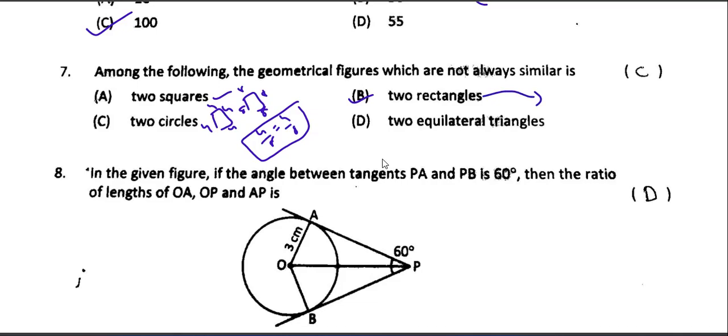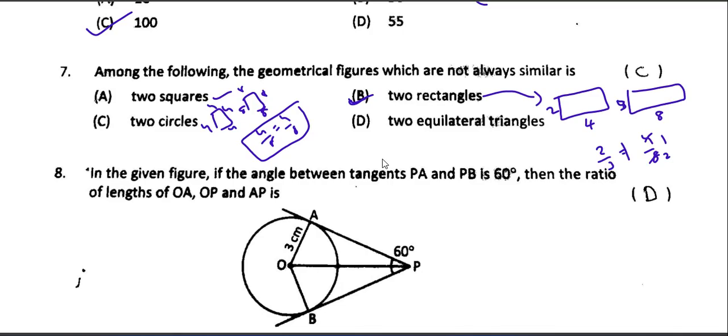Now rectangles, you take rectangles. Length I am assuming 4, breadth 2. Here length I am assuming 8, breadth is 4. Now see, if breadth I am taking here 3, now see, here 2 by 3 and 4 by 8, both are not equal. So squares are always similar, two circles are always similar, two equilateral triangles are also similar, but rectangles are not always similar. So option B is the correct answer.